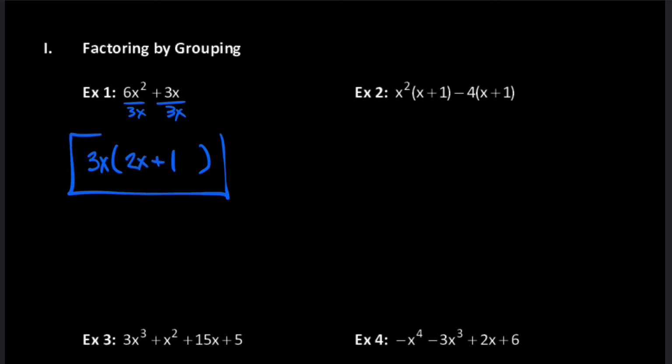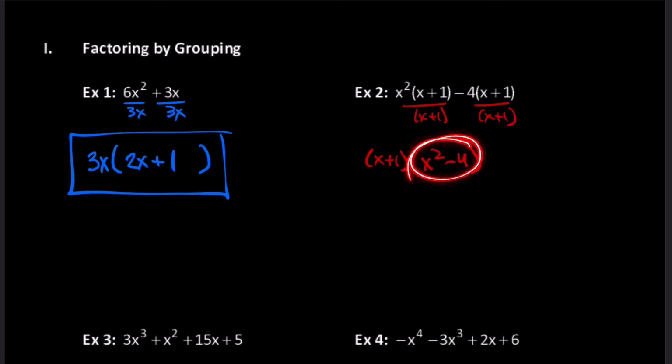And that's factored. In my second one, the GCF is actually a binomial, x plus 1. So I would factor that out, x plus 1. And what I have left after I do that goes inside the other set of parentheses. So that's going to be x squared minus 4. Now this I can factor again as the difference of two perfect squares. So to completely factor this, I'd have x plus 1 times x plus 2 times x minus 2.